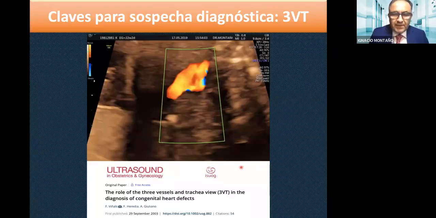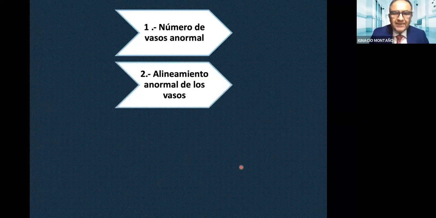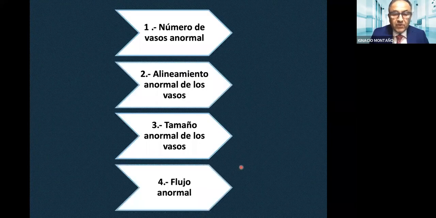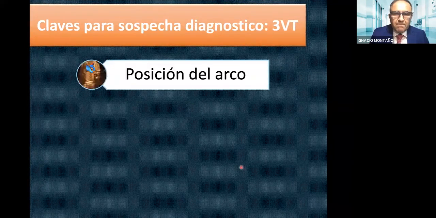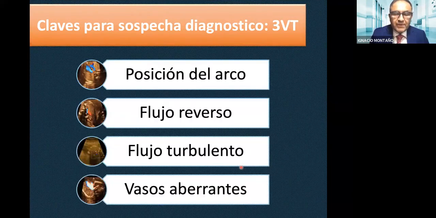What are the key clues for diagnostic suspicion on the three-vessel trachea view? We can evaluate the number of vessels, vessel alignment, vessel size, abnormal flows, arch position, reverse flows, turbulent flows, and aberrant vessels. We're going to start with the size of the vessels.